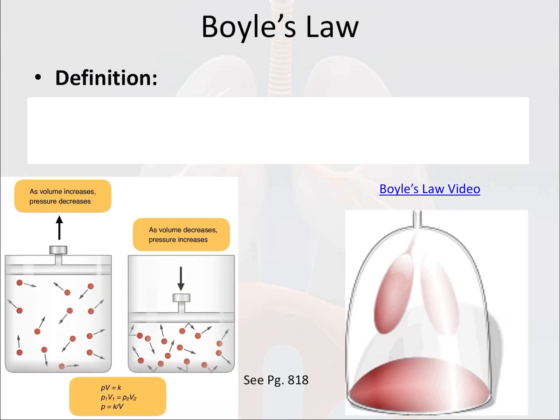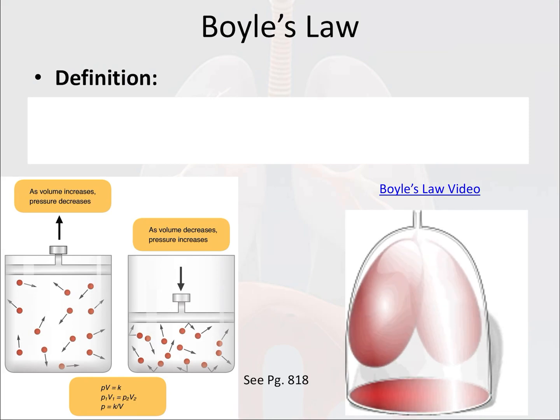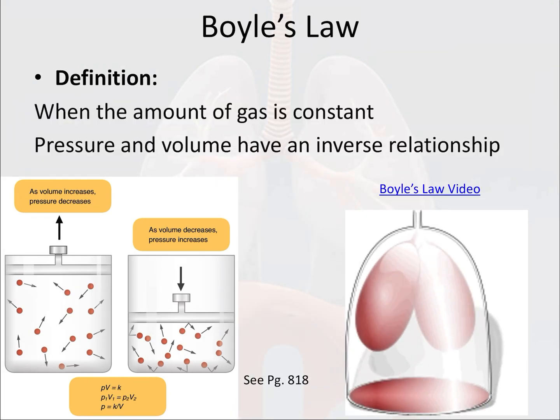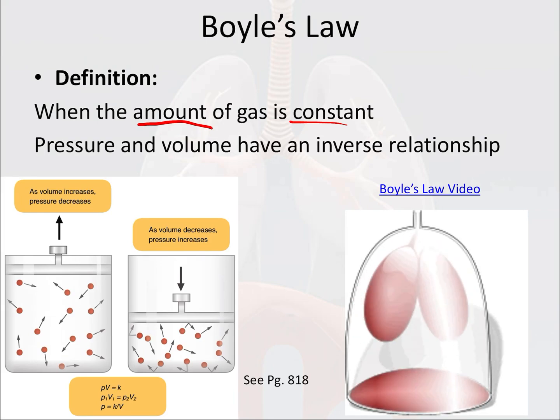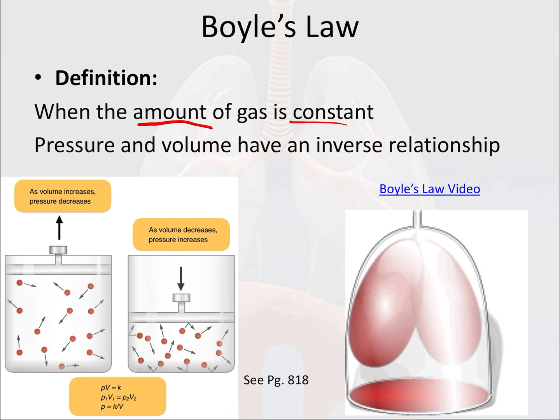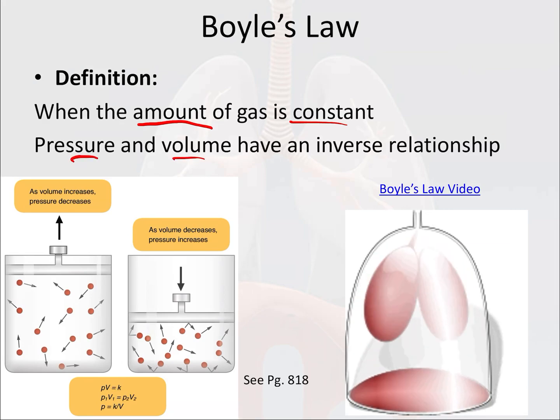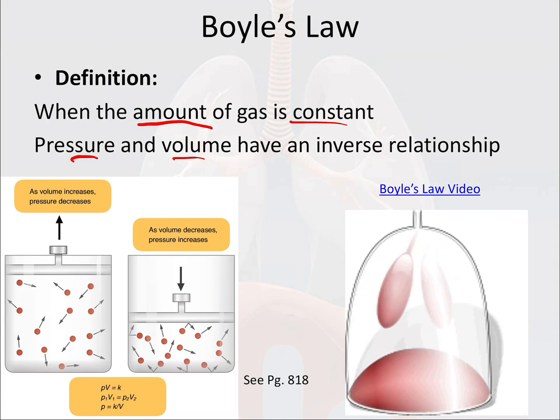Okay, so when we think about this, we have to think about a gas law called Boyle's law. The definition of that gas law is that when the amount of gas is constant, okay, so we're not letting any gas move in this first example, we're not letting it leave at least, pressure and volume have an inverse relationship. Okay, so that's best shown by this little image here.